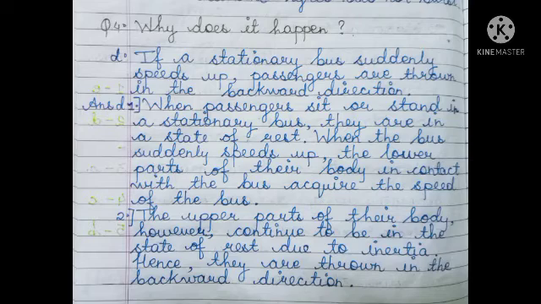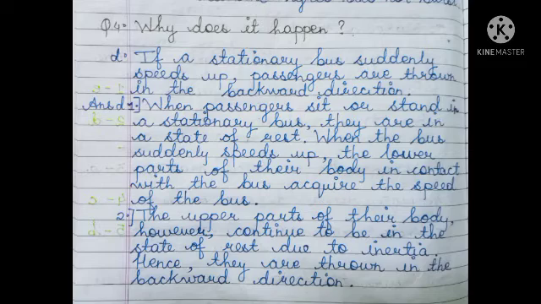Next question, why does it happen? If a stationary bus suddenly speeds up, passengers are thrown in the backward direction. Why did it happen, students? Have you ever felt it? If a stationary bus suddenly speeds up, the passengers are thrown in the backward direction.